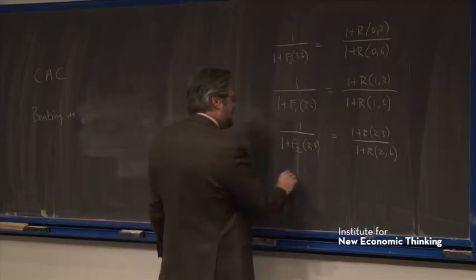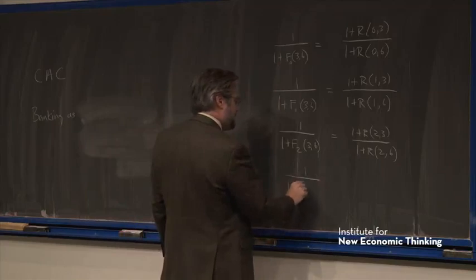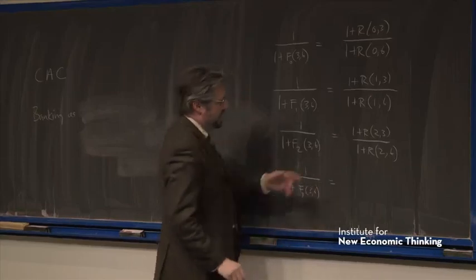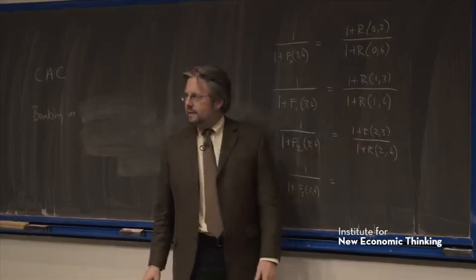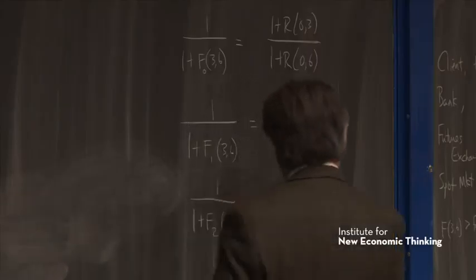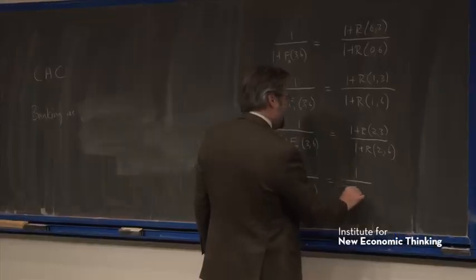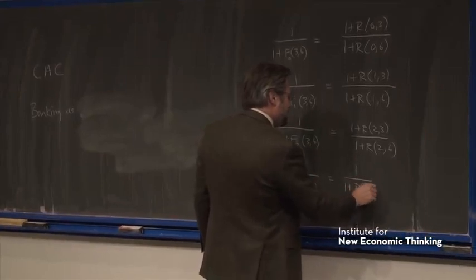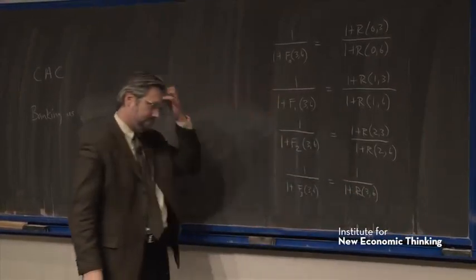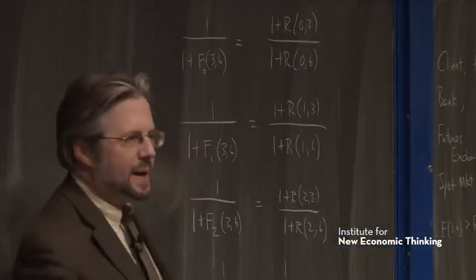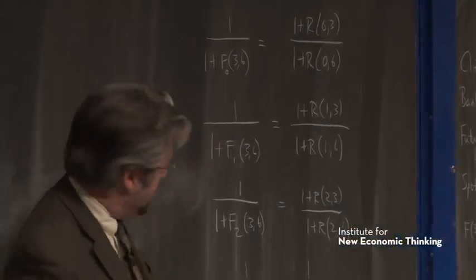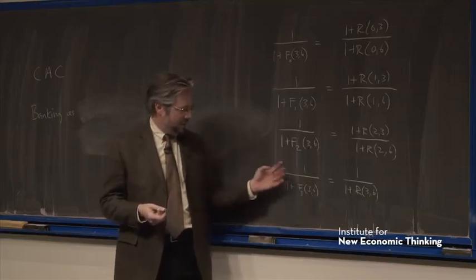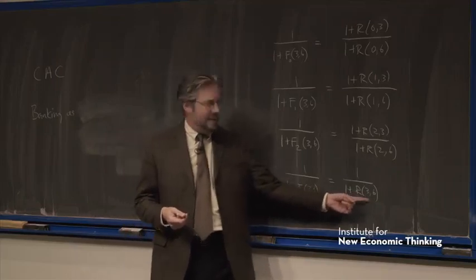And just for completeness, let's write 1 plus f(3)(6). And the interest rate from period 3 to period 3 is basically 0, okay? So really this is just 1 over 1 plus r(3)(6). So just by manipulating the definition, what we see here is that the forward rate, okay, at maturity, at period 3, is exactly equal to the spot rate.